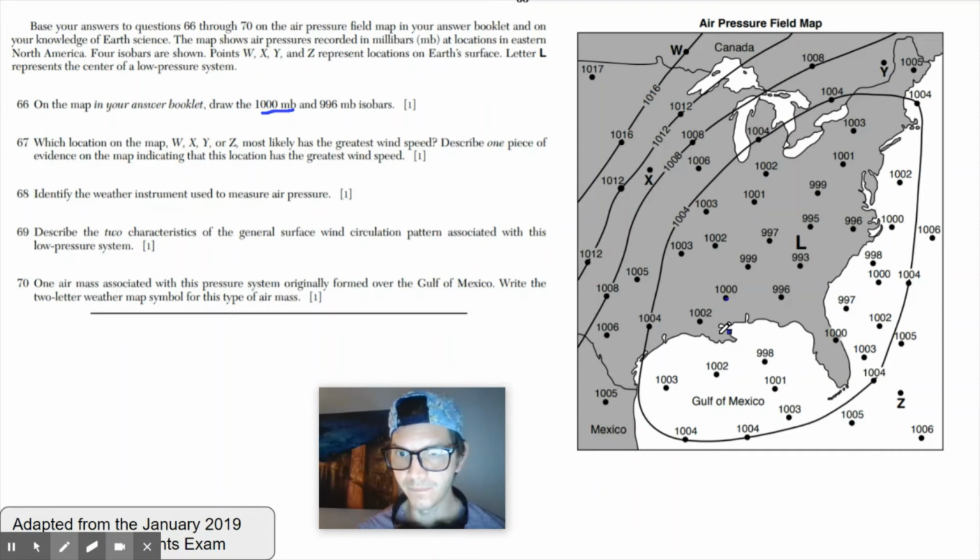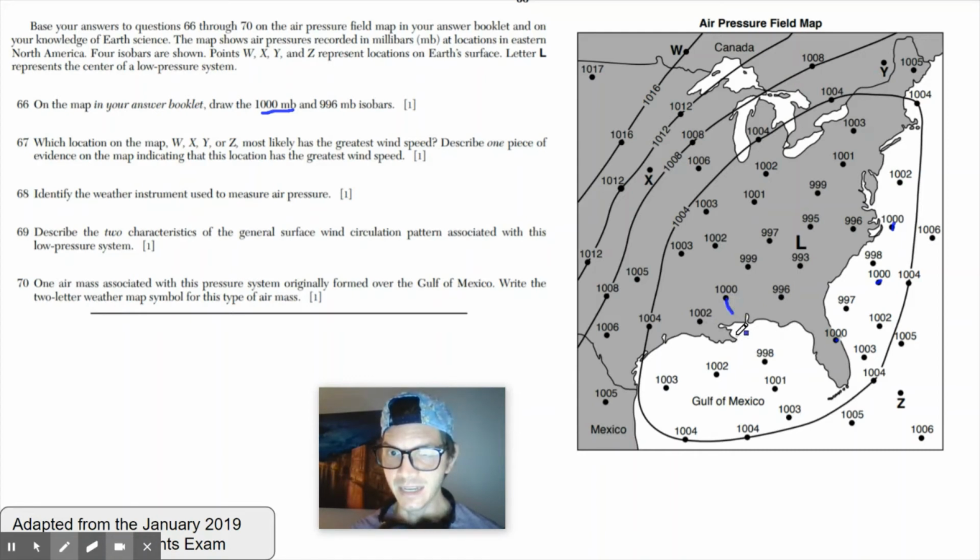So there's one, there's one, there's one. I want to make sure that I find all of them on the map so that as I make them, I don't have to go back. And it looks like I have all of my 1000 values. So now I want to find how to draw this line by figuring out what two numbers 1000 is in between. It is in between 1002 and 996, so I can go between those two lines.